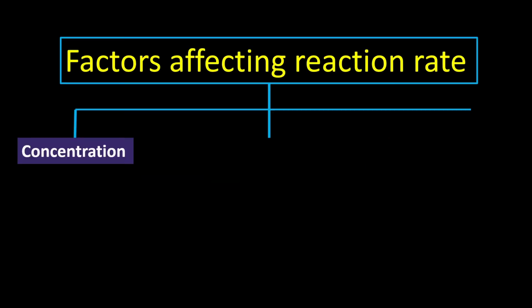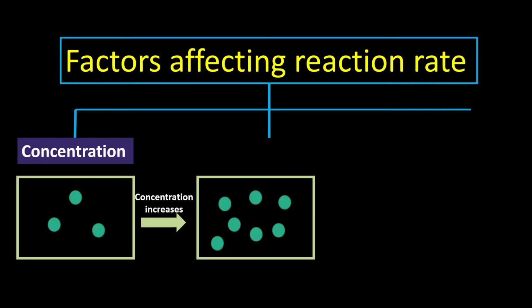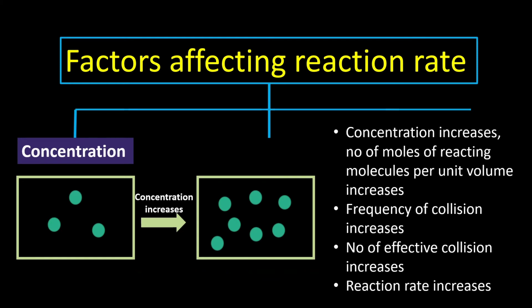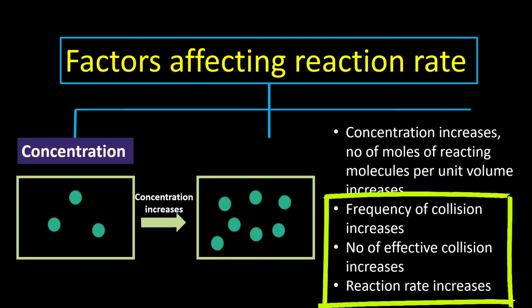The first factor affecting reaction rate is concentration. As the concentration increases, it means there are now more moles of reacting molecules per unit volume. As the number of moles of reacting molecules per unit volume increases, the frequency of collisions will increase, and this will cause the number of effective collisions to increase and the reaction rate to increase.